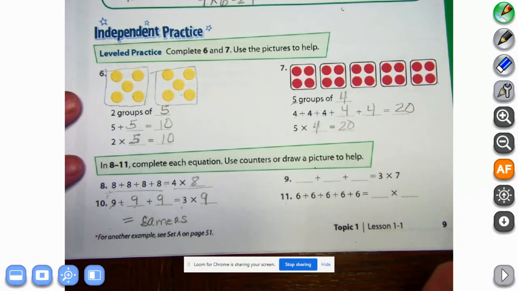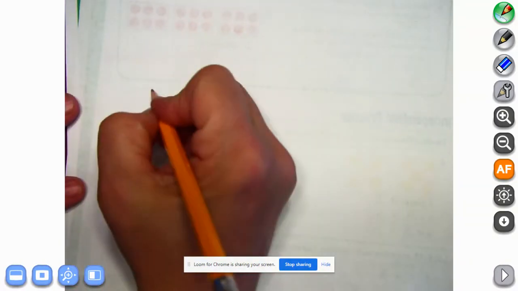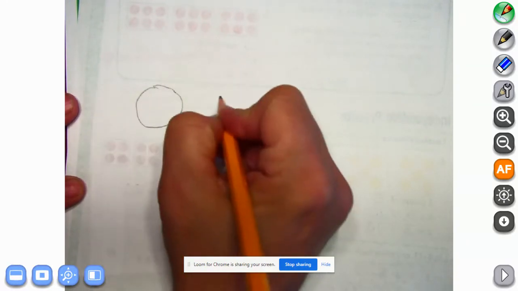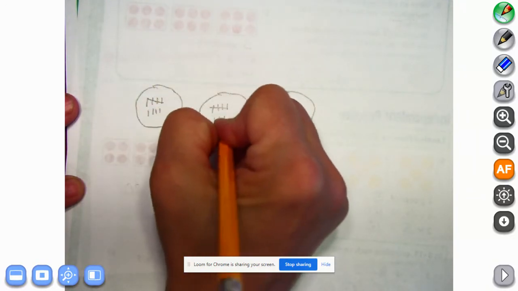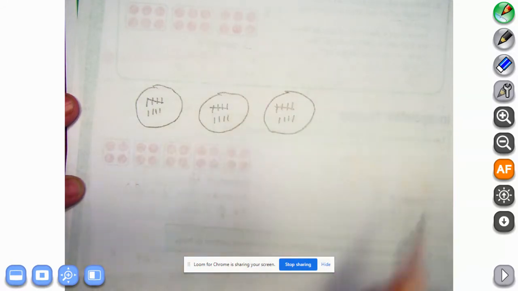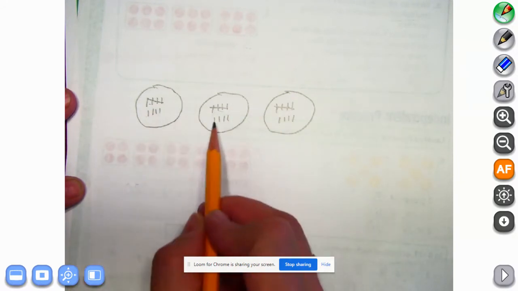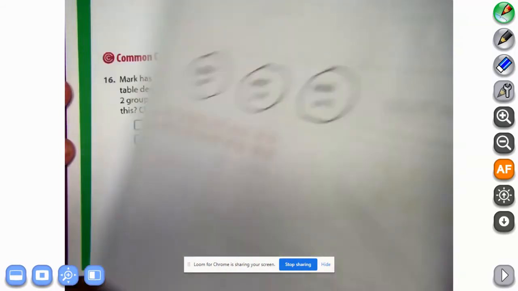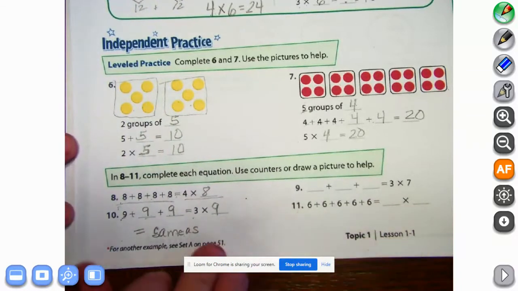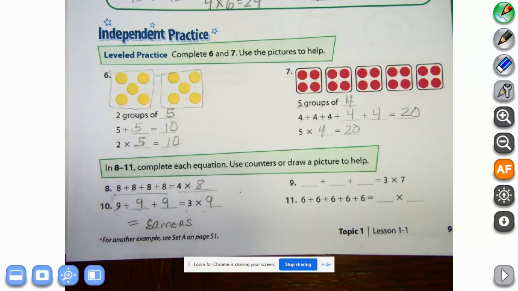All right. If you were going to draw that, you'd have 3 groups with 9 in each one. So if you wanted to, you could skip count 9, 18, 27. So you could find out your answer that way. They're not asking us to solve. They just want us to show that the addition is equal to the multiplication.